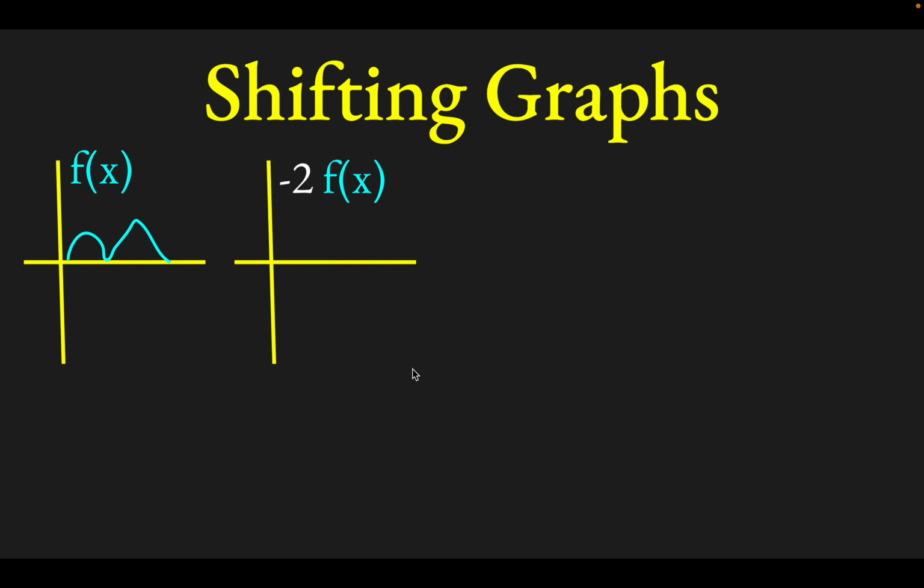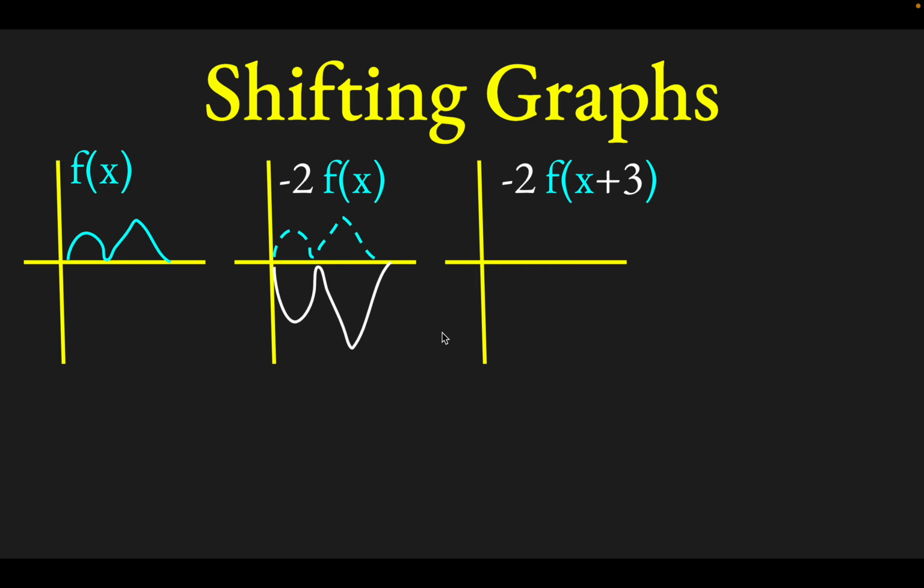We then looked at shifting graphs of functions. So say here is some graph of a function f of x that looks like this, and maybe you're supposed to graph -2 times the function. Well, what that will do is flip the function upside down and stretch it vertically by a factor of 2. So the original function I'm showing here with the dotted line and then the -2 times that function would actually look like this white curve.